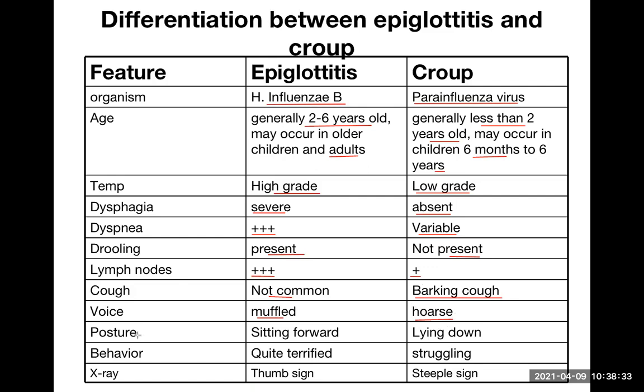Regarding the posture or position of the child in the bed, the child is sitting forward in epiglottitis, and in croup, the child lies down on the bed. This sitting forward is also known as the tripod position. The child is leaning forward and sometimes supporting with both upper limbs on the bed. This is known as the tripod sign. It is also seen in emphysema in the case of adults. Just to make it easy to breathe, the child is attaining that position.